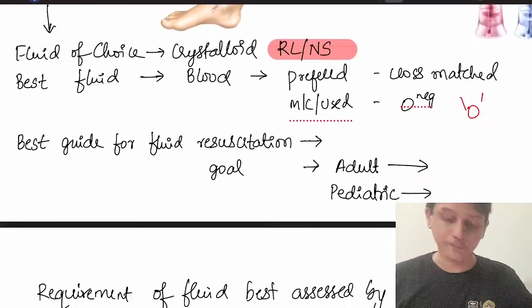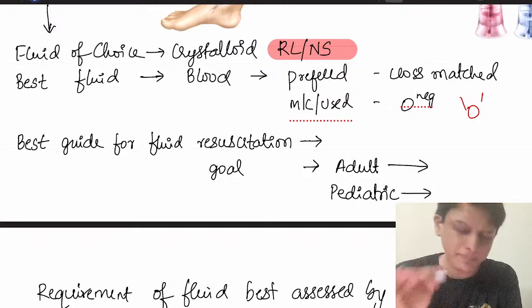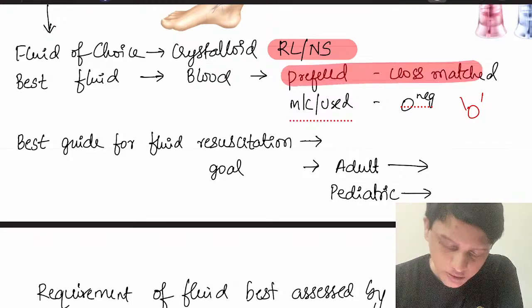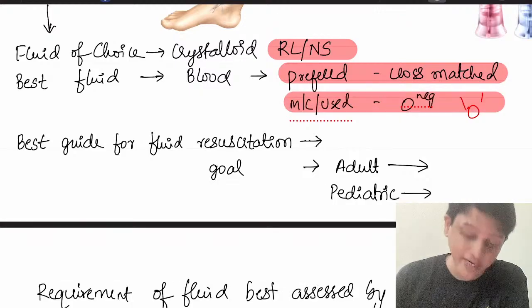Which is the best guide for fluid resuscitation? These are repeatedly asked questions, so I am stressing more and more there. Best fluid is blood. Most commonly used is O negative. Now, the best guide for fluid resuscitation.